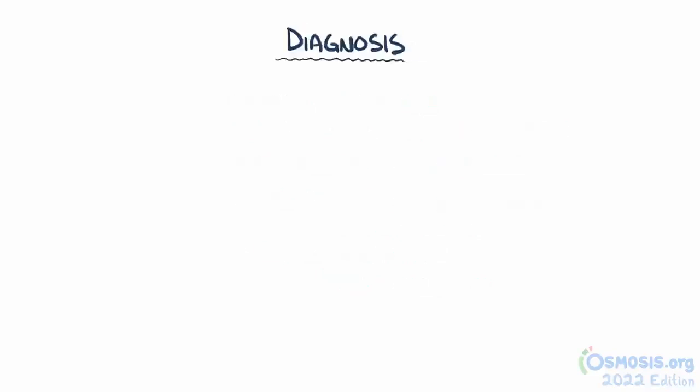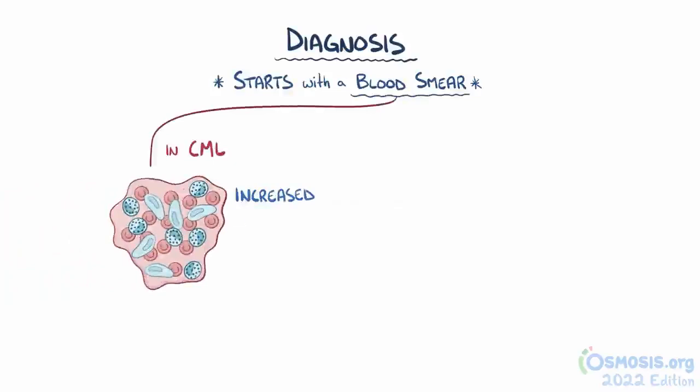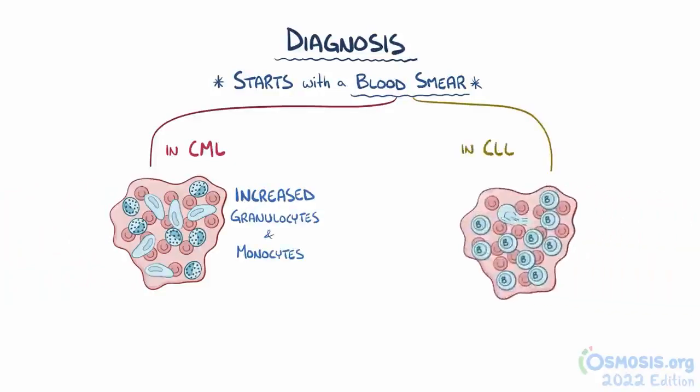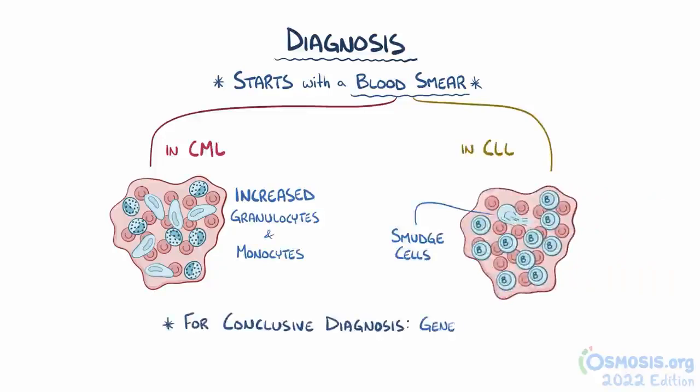The diagnosis of CML and CLL usually starts with a blood smear, which shows a lot of premature leukocytes. In CML, there are an increased number of granulocytes and monocytes, and in CLL, there are often smudge cells on the blood smear, which are immature B cells that have broken during the smear. For a conclusive diagnosis, genetic testing can be done to look for the Philadelphia chromosome in CML and to look for chromosomal defects in CLL.